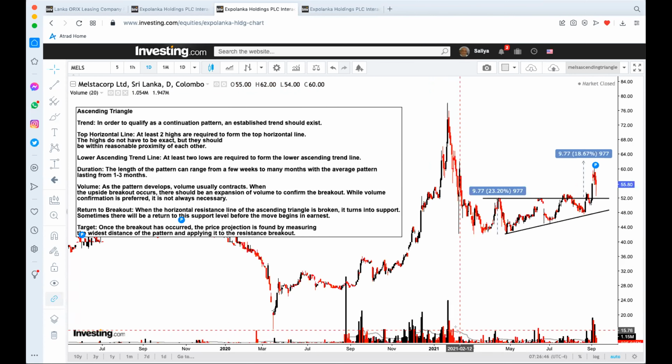So I'm trying to explain the reality, or the real-time picture, that's happening in the market for us to see a formation of this nature, right? So that's why this is called an ascending triangle, right? You have the ascending triangle.